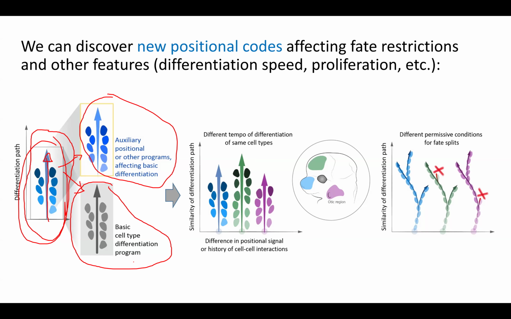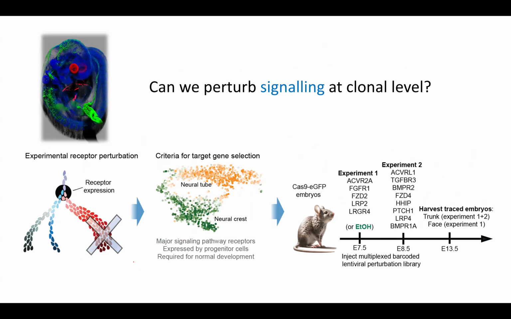But we need to prove that what we predict, what we think, has functional consequence, that it works mechanistically. And here we have to do it via perturbations. And we want to do the perturbations in a multiplexed way at clonal level. It means that every clone we want to perturb differently, and we want to have a collection of thousands of these clones from a single embryo.